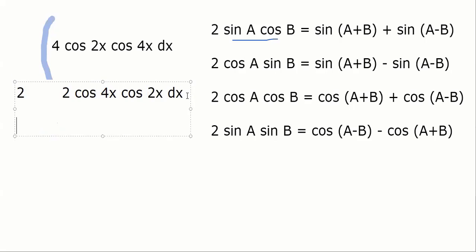Now what are we going to do? Yes, sir. 2 is outside, and this is in the form of 2 cos a cos b. Correct. So we will write it in the form cos a plus b plus cos a minus b. So this becomes cos of a plus b, 6x.